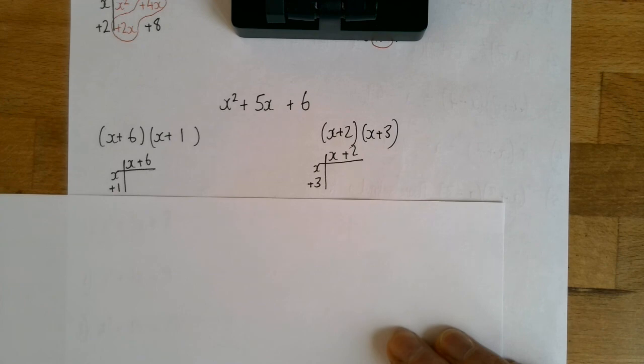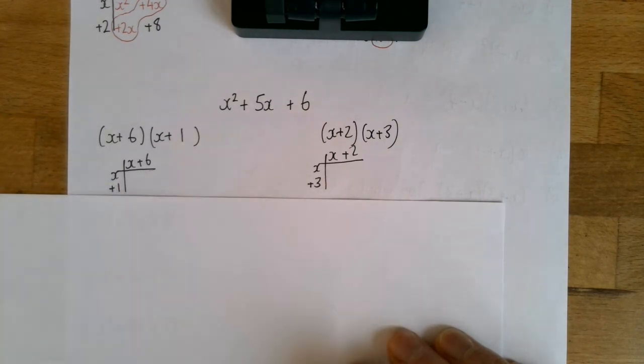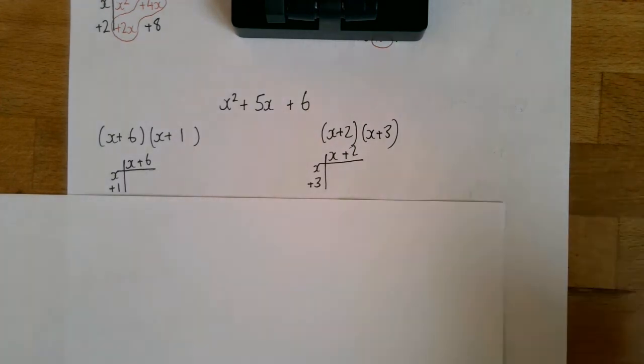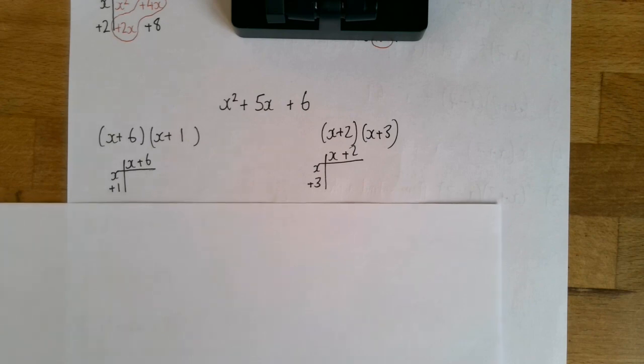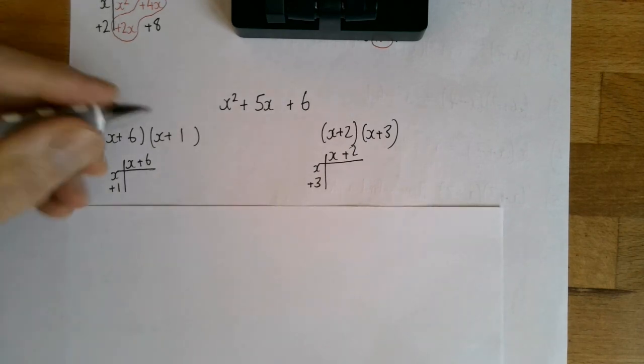Now, do we need to do the full gridding out? Is it already obvious which one is going to give us 5x's? Well, I tell you what, I'm going to do the gridding out, but I'm sort of hoping that you can already see which one of those two is the correct answer.